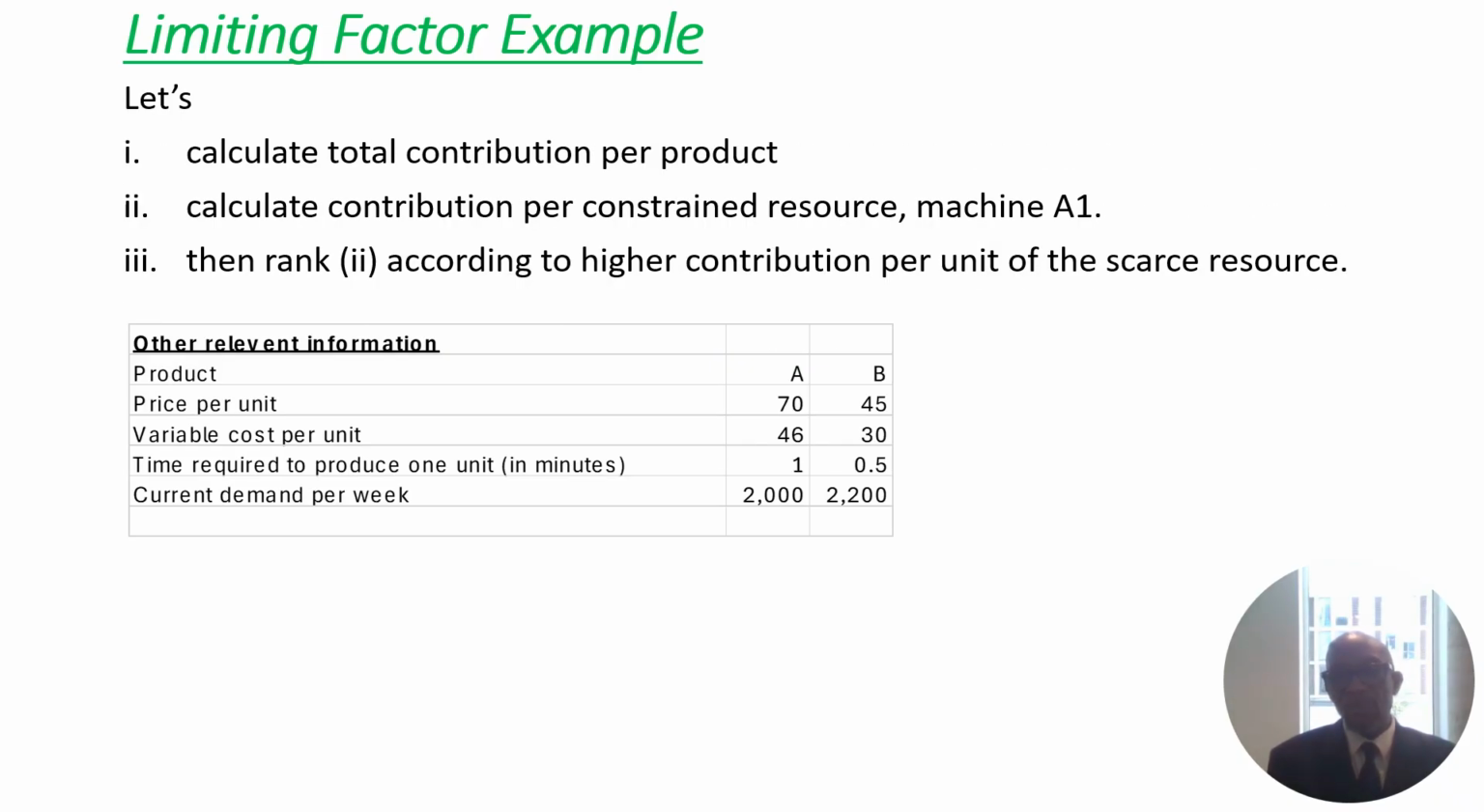To help with this computation, the following steps are normally followed. First, calculate the contribution per unit of product. Secondly, calculate the contribution per unit of the constrained resource, in this case machine A. Then rank the products according to the contribution achieved by each unit of the limiting resource. We're now going to do that in the next slide.